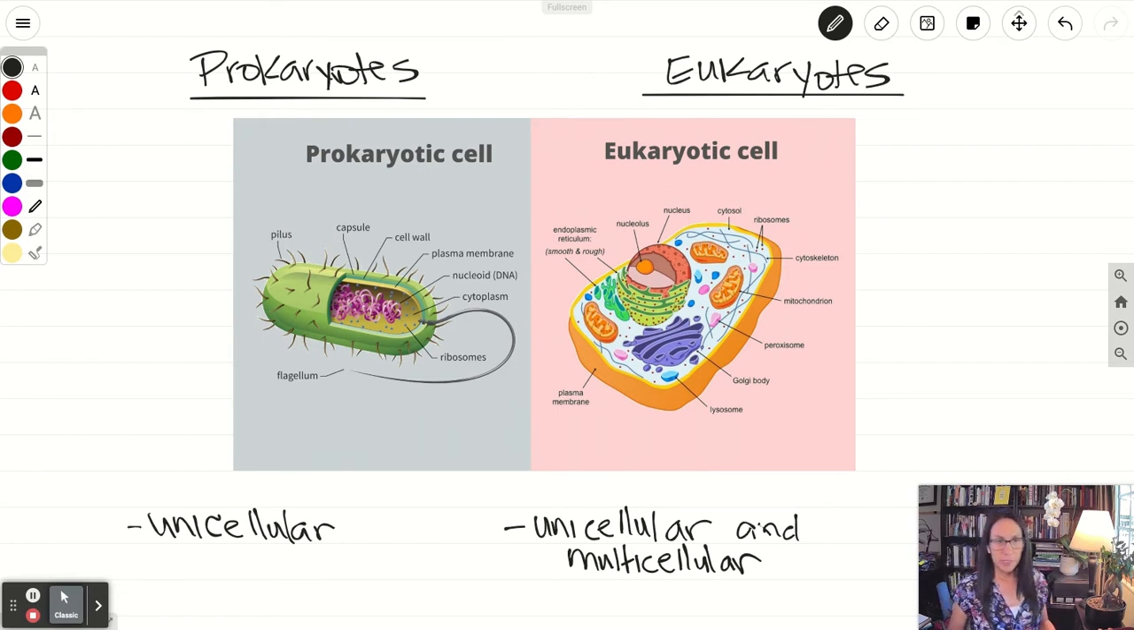Another difference between prokaryotes and eukaryotes is where they keep their DNA. All cells have DNA, and the prokaryote has DNA, and it's right here, this purple stuff. It's just DNA that's all jumbled up in the middle of the cell, just floating around in the cell. Whereas in the eukaryote, the DNA is inside the nucleus, so it's in this protective covering. Okay, so I'm going to write this down.